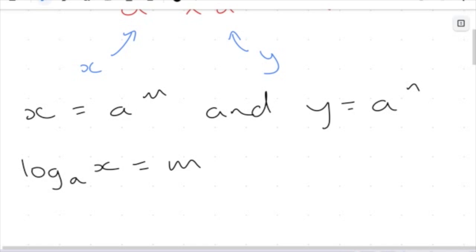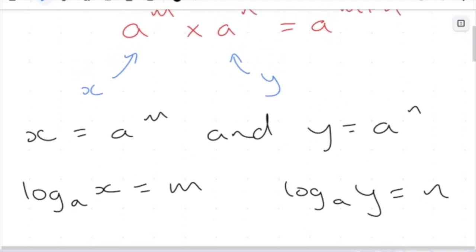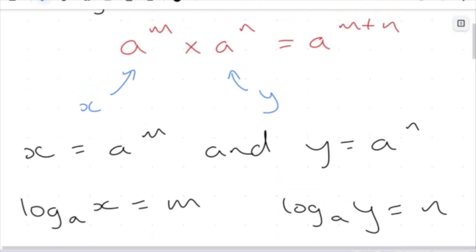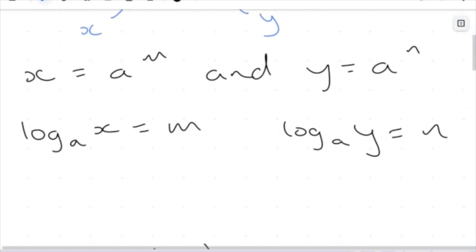We can do the same with this one on the right. We can say log to that same base a of y equals the power n. So not too bad so far, hopefully. We're just recapping basic things we know about log and exponential form. Now, since we've given a to the power of m the pronumeral x and a to the power of n the pronumeral y, we can say, once again, just to reiterate, that x times y is going to equal a to the power of m plus n.